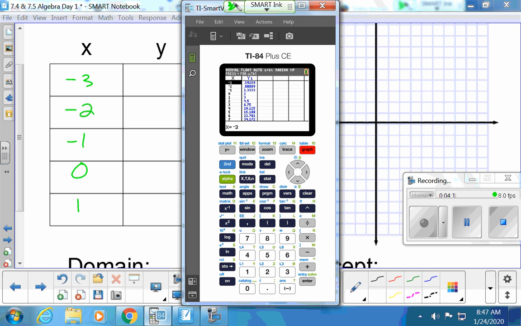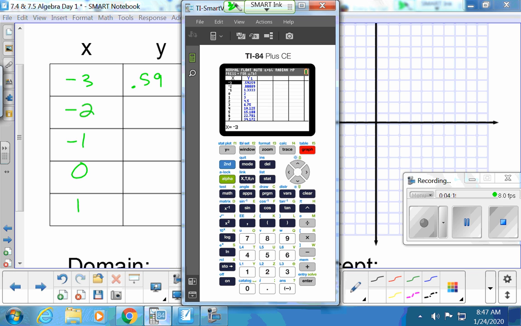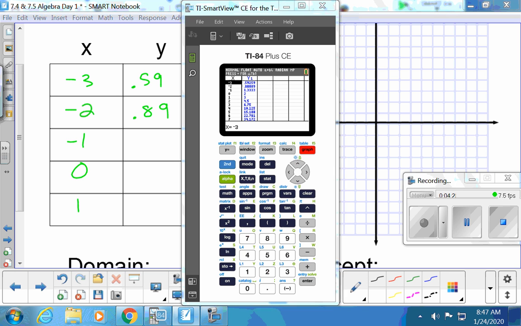So it's 0.59. Now mine is really blurry and hard to read on the screen. Is it a 0.88? Yes. Okay, so I'll just go 0.89 and I'll round it. 2, 3, and 4.5.